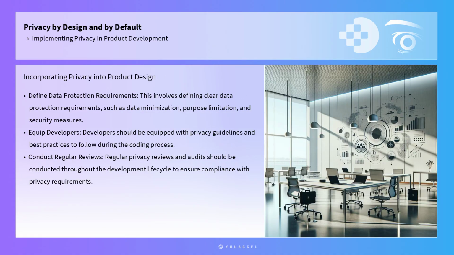The next step is to incorporate privacy into the product design phase. This involves defining clear data protection requirements, such as data minimization, purpose limitation, and security measures. Developers should be equipped with privacy guidelines and best practices to follow during the coding process, ensuring that privacy is embedded into the product architecture. Regular privacy reviews and audits should be conducted throughout the development lifecycle to ensure compliance with privacy requirements and to address any emerging issues promptly.